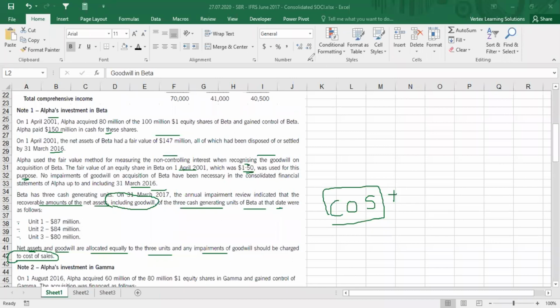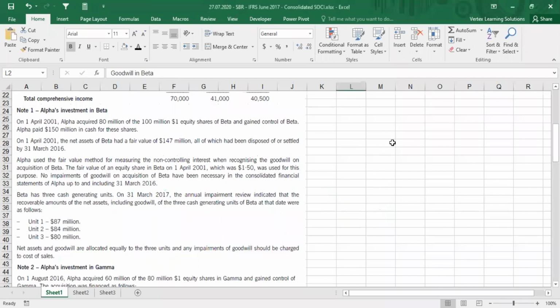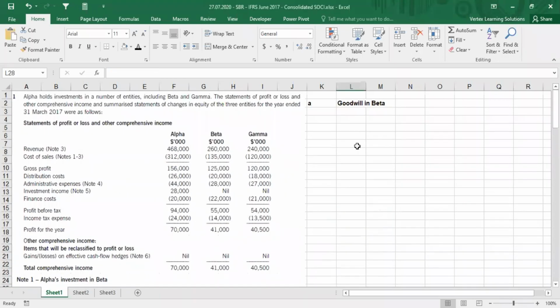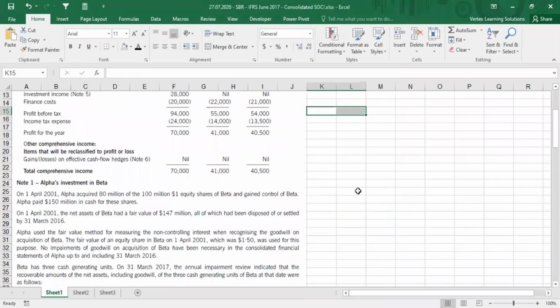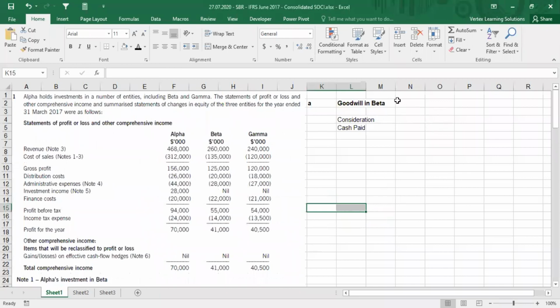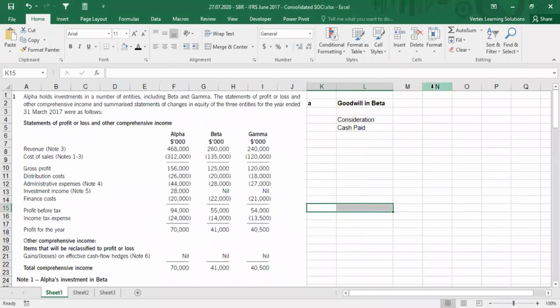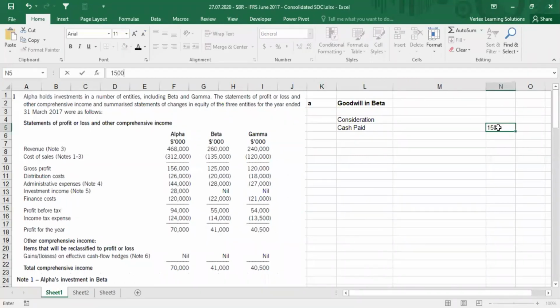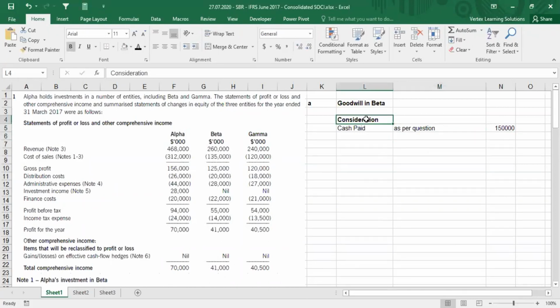So we start doing now. Now we need to see what is our consideration which we have paid. So we say consideration, and we paid cash. If I'm not wrong, it was 150 million. So I'll just keep a little bit like this, and this should be bigger. And here it is 150,000. As per the question, there is no calculation behind that. So this is 150 million which we are paying and nothing else.